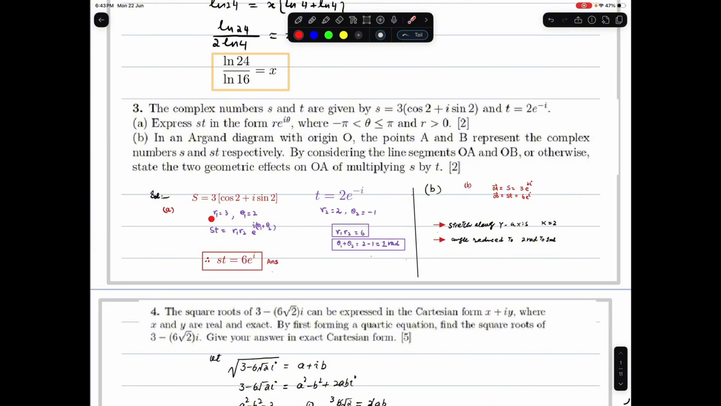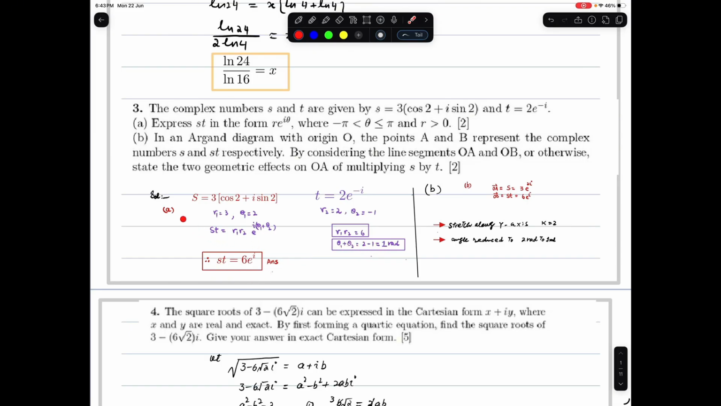So we will find the modulus and argument like this. s equals 3 (cos 2 plus i sin 2), so r1 is 3 and the argument is 2. From t equals 2 e raised to power minus i, the modulus is 2 and the argument is minus 1. So when you get st, that is r1 r2 e raised to power i (theta 1 plus theta 2). So you will be getting 6 e raised to power i, since 2 minus 1 is 1. So this is st.